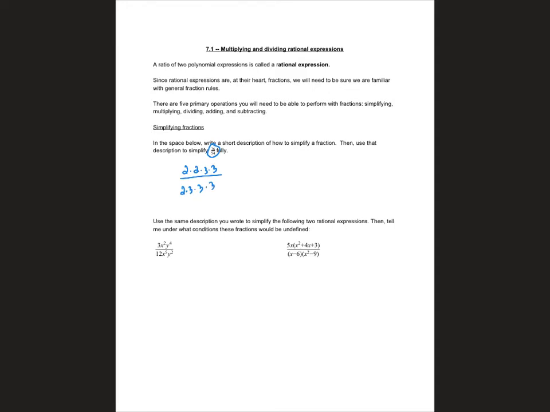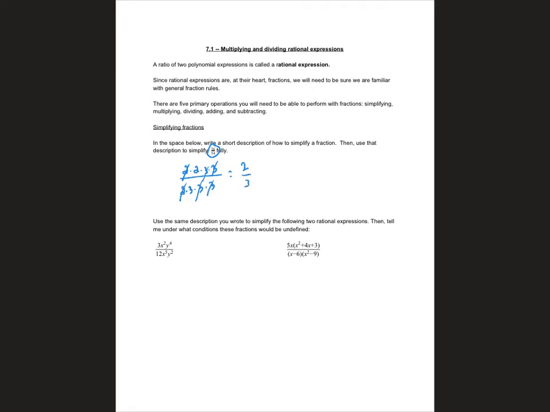Now I've got factors on top and bottom. Everything on top is being multiplied, everything on the bottom is being multiplied. So anything that's on top and on bottom can be canceled out. So let's see, these 2's can cancel out, these 3's can cancel out, these 3's can cancel out. And that leaves me with 2/3, and that's the fully simplified version of the fraction.